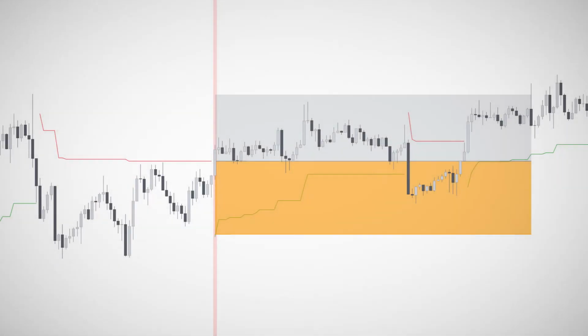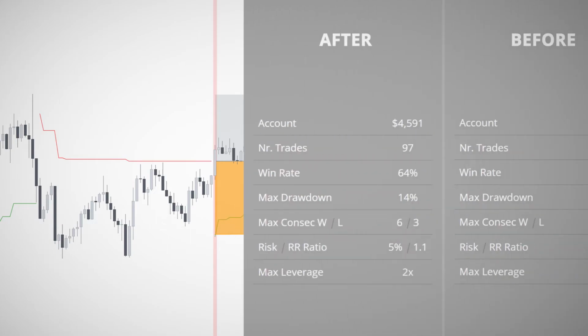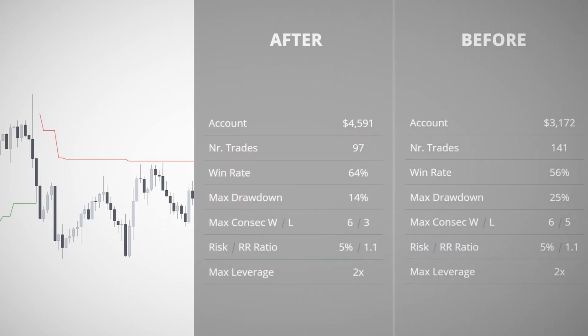By adding this rule to the strategy, I improved the results significantly. The number of trades drops to 97 and at the same time the final result goes way up. Now the account grows to $4,591, which is outstanding. The win rate is also increased accordingly to 64%, and now I'm super happy with it. A good thing about this strategy is that it barely needs leverage, and as a result, the trading fees are going to be pretty low, and that's always good news.